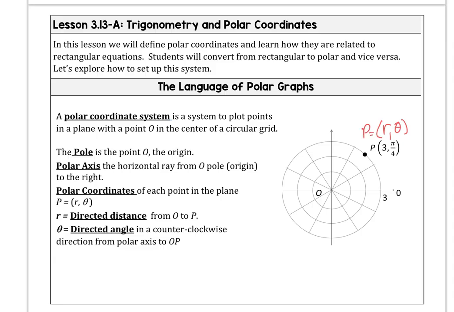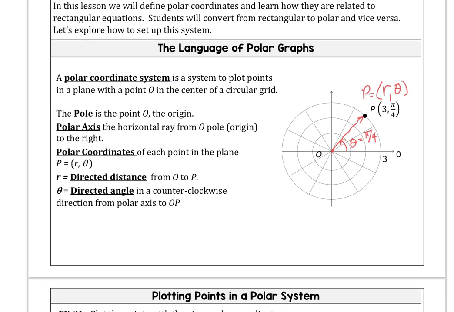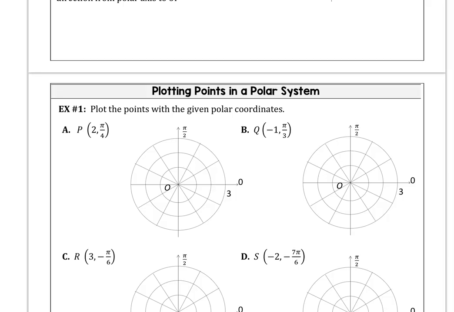r is the directed distance from the origin to P. So from the origin out to the point P, that's our directed distance. And theta is the directed angle, which in this case is pi over 4, so 1/4 of a pi. Let's look at the first example here. We want to plot the points with the given polar coordinates.